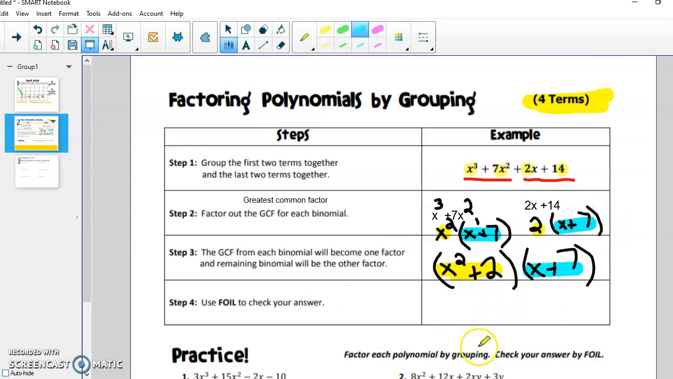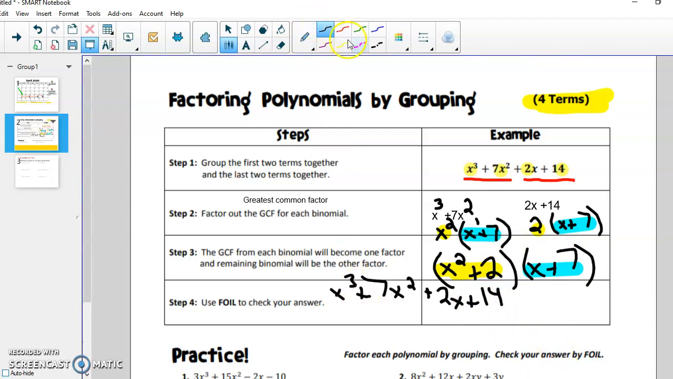If I want to check my answer, I can go ahead and FOIL. I can do my first times my outside times my inside times my last. So let's do that. X squared times x is going to give us x to the third. My outside is going to give me 7x squared. My inside is going to give me 2x. And my last, 7 times 2, gives me 14.